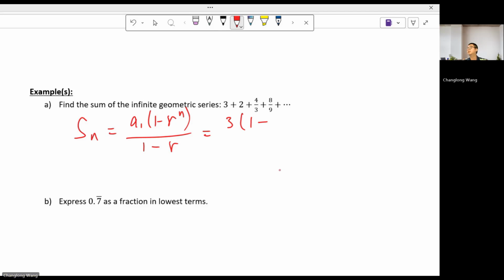What about the common ratio? In this case it's a sub 2 over a sub 1, so it would be just 2/3, right? It's absolutely fine to get either a decimal or a fraction, or even an irrational number, as a common ratio because it's a real number. You're going to raise that to the power n, divided by 1 minus 2/3.